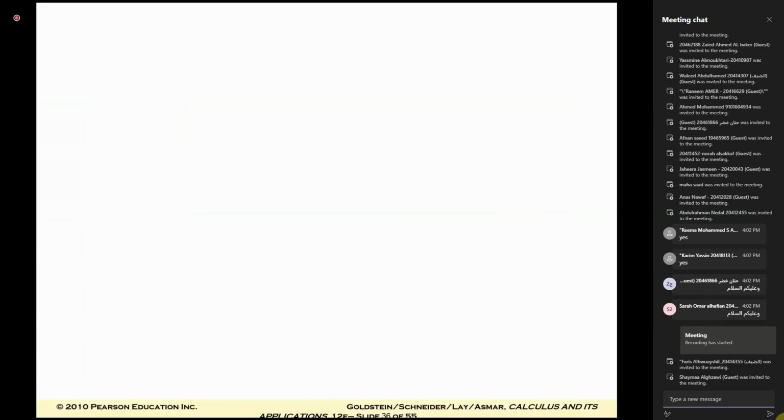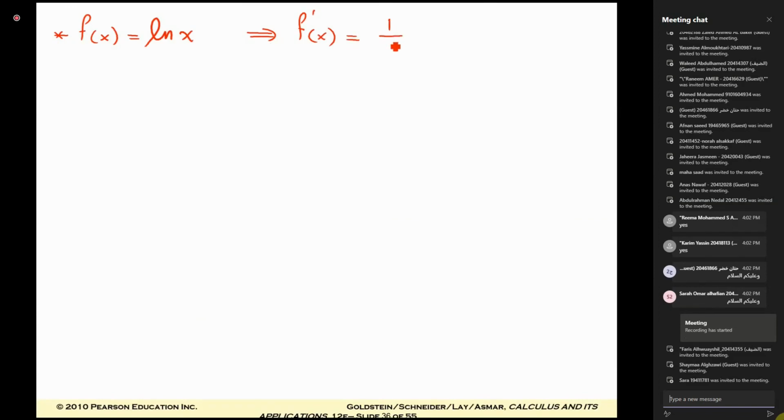The rules: we have two rules for the derivative of ln x and ln g(x). For example, for the first rule, if we have f of x equal just ln of x, the first derivative equals 1 over x. So the derivative of ln x equals 1 over x, and x must not equal 0.